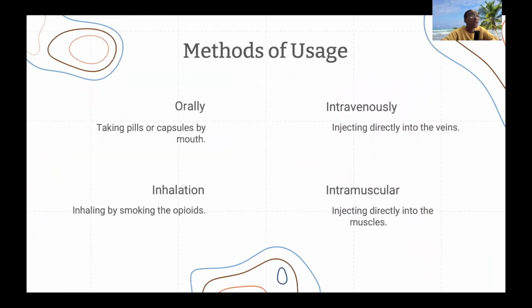So first, we're going to talk about methods of usage. One method of usage for opioids is oral, so you can take it as pills or capsules by mouth; intravenously, so injecting directly into the veins; inhalation, inhaling by smoking the opioids, usually with a pipe of some sort; and intramuscular, which is injecting directly into the muscles.